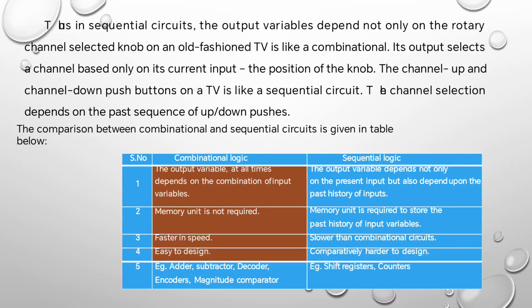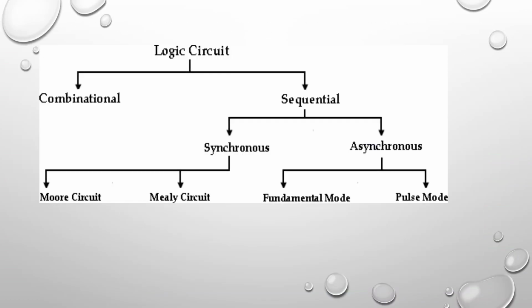Like speed, combinational logic is faster in speed, but sequential logic is slower than combinational circuits. Combinational logic is easy to design. Sequential logic is comparatively harder to design. Combinational logic examples are adders, subtractors, decoders, encoders, and magnitude comparators. But in sequential logic, the examples are shift registers and counters.